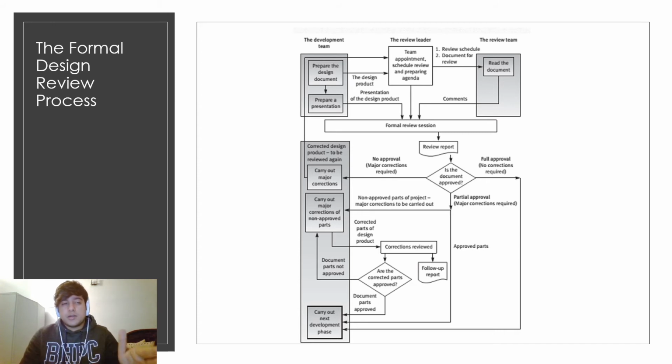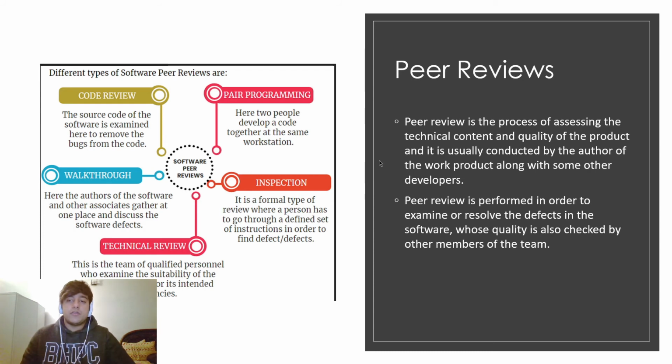Now, this is the diagram. It helps you understand the whole process. Everything we talked about before is in this diagram. As you can see, the development team prepares the design document and the presentation. The review leader appoints members, schedules the review, and prepares the agenda. The review team reads the document and writes down comments. A session is done and a review report is made. Is the document approved? Yes: formal full approval. No: no approval. Partial approval: corrections made, then carried to the next development stage. Everything is explained in the diagram, and you will understand. Now next, peer reviews.